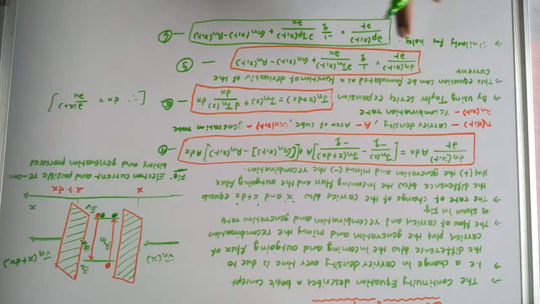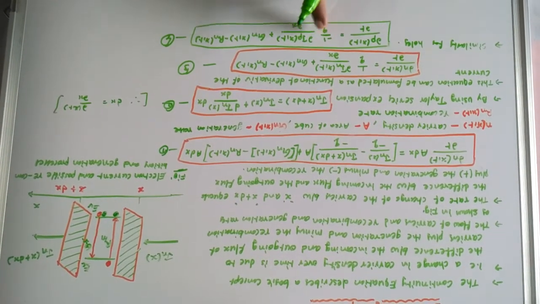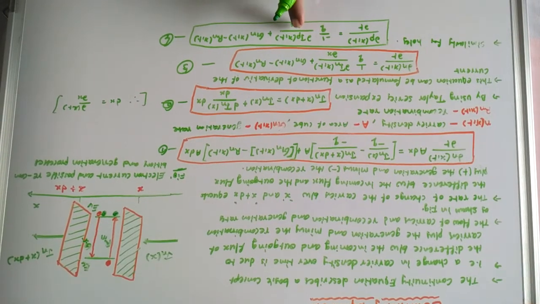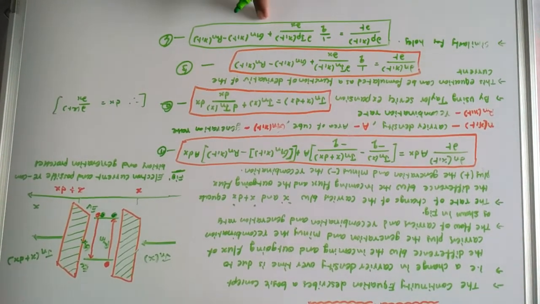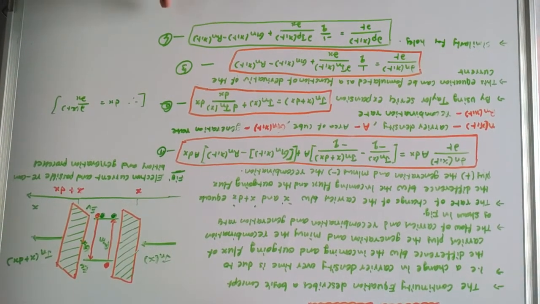Next, similarly for holes, ∂p(x,t)/∂t. The hole charge carrier is positive, so ∂p(x,t)/∂t = -1/q ∂Jp(x,t)/∂x + Gp(x,t) - Rp(x,t).